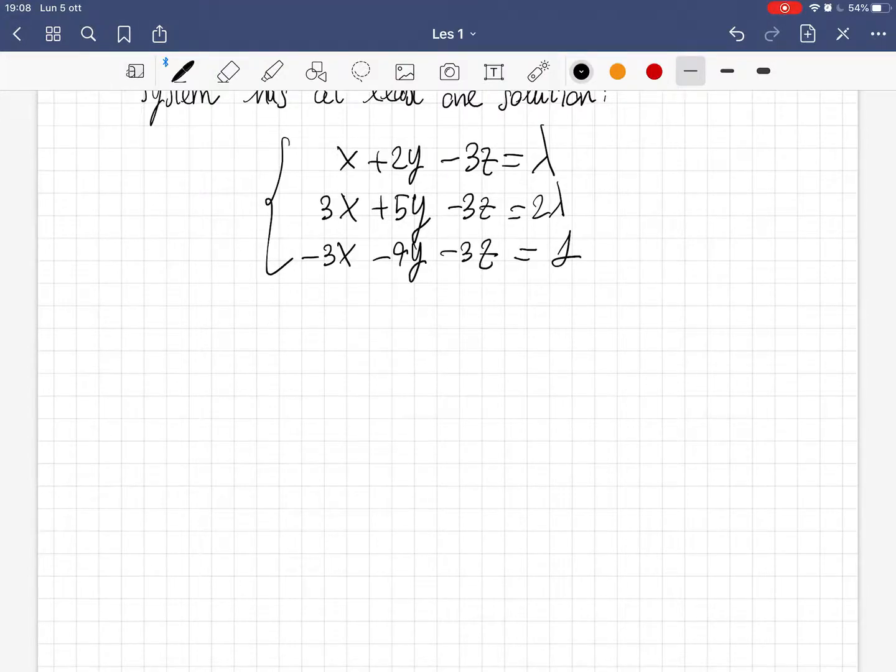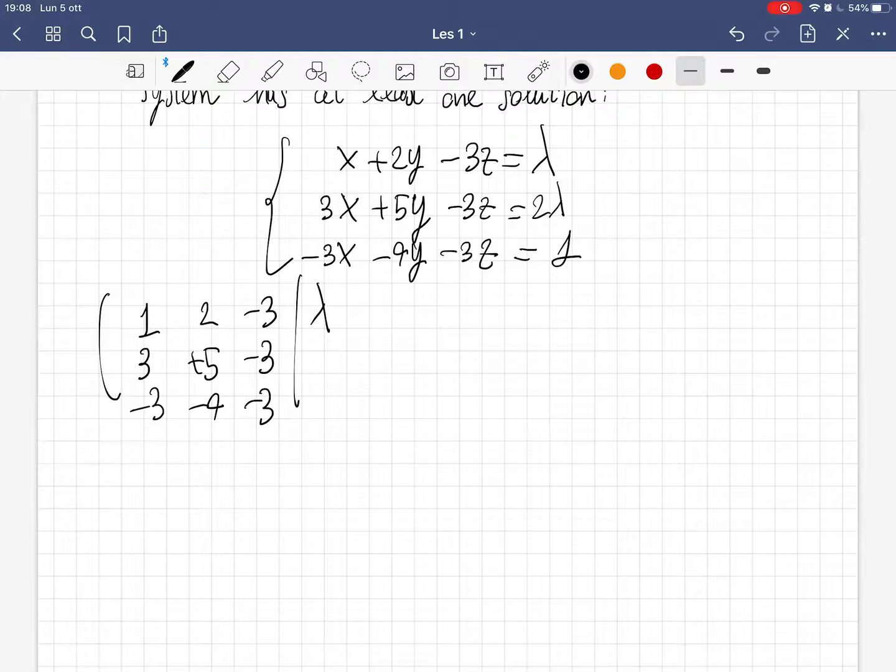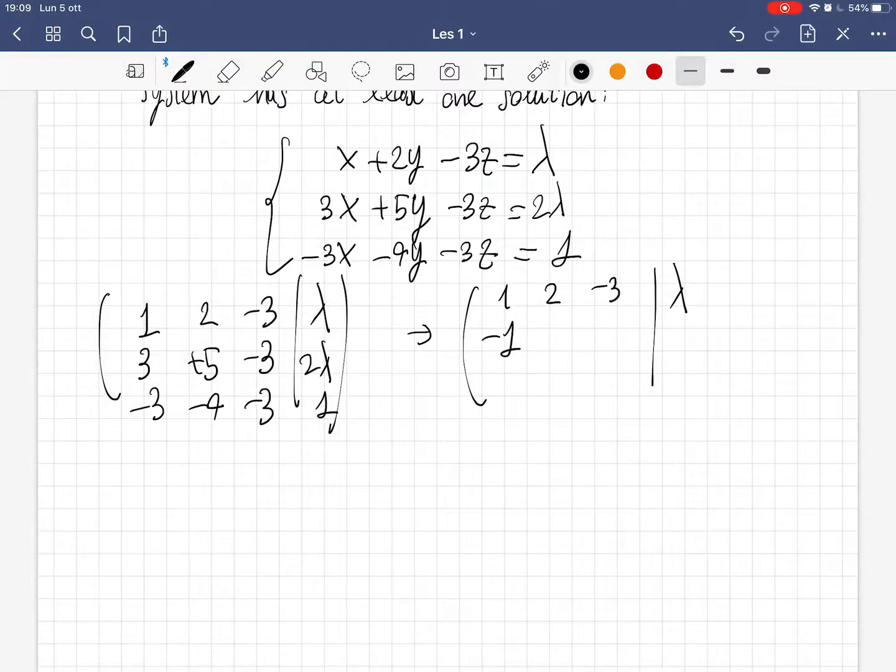So what do we do here? Okay, let's just start. So it's 1, 2, minus 3, and this is lambda. To start, we keep it. We don't put restrictions. And this is 2 lambda, and this is 1. Okay, so now let me multiply, for example, this by minus 1/3, and this by 1/3, so that you get this. Minus 1, minus 5/3, plus 1. Minus 1, minus 4/3, minus 1, and 1/3.